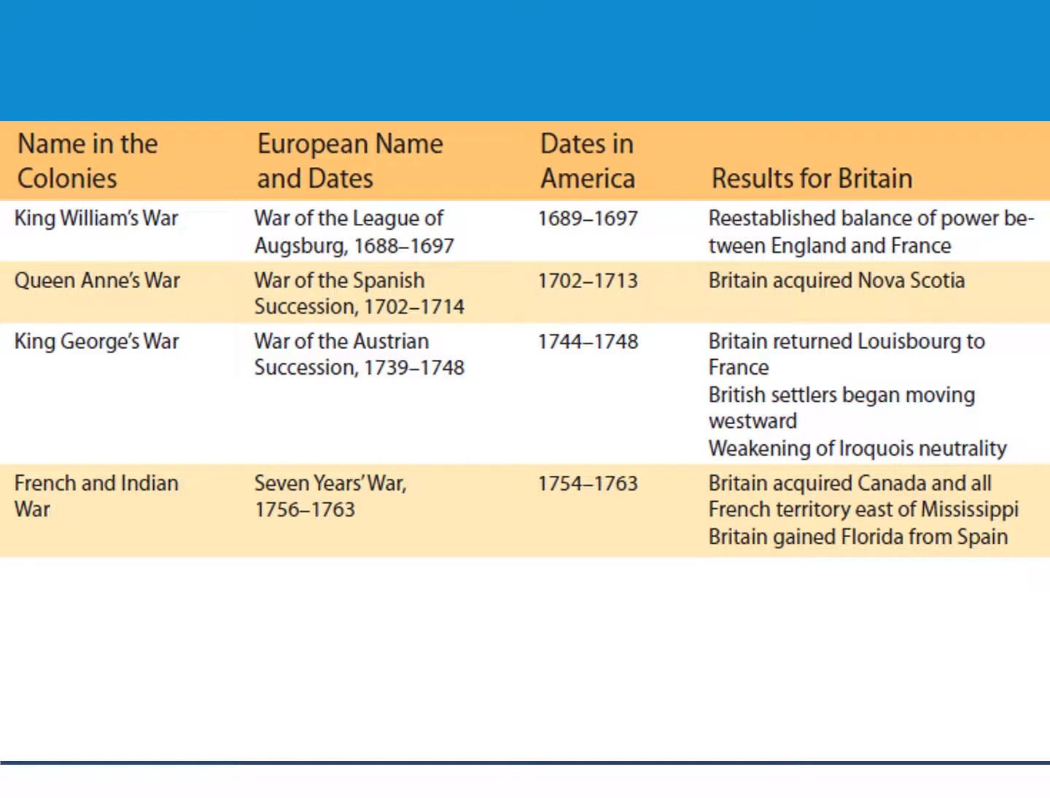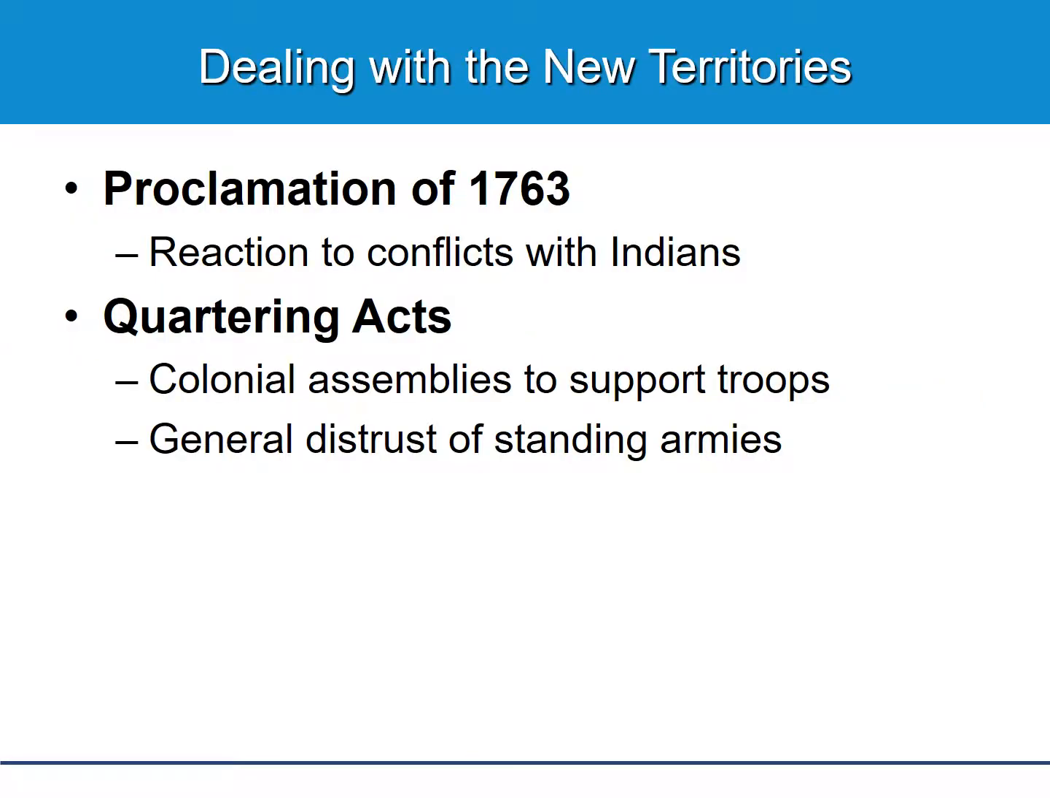This chart is just a synopsis of what we've talked about on the previous slides. It gives us the name of the war, the dates of the war, and what the results meant for Great Britain, and that of course would impact the colonies. After the French and Indian War, we begin to see the relationship between the American colonies and Great Britain changing. And some of that has to do with the fact that Great Britain had a huge amount of land now to govern, and they needed to find new ways of taking care of and governing those areas.